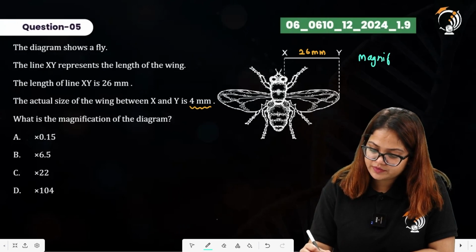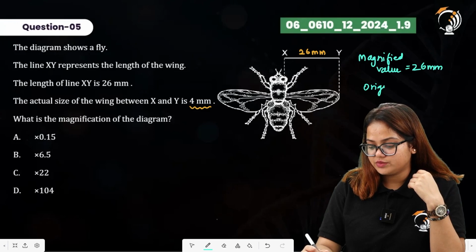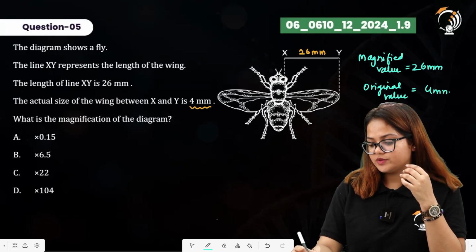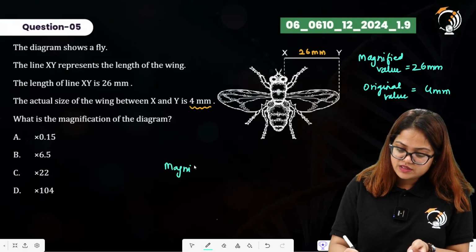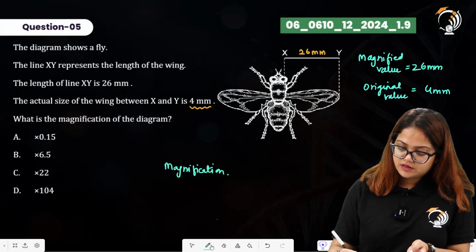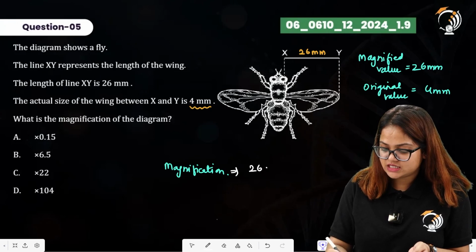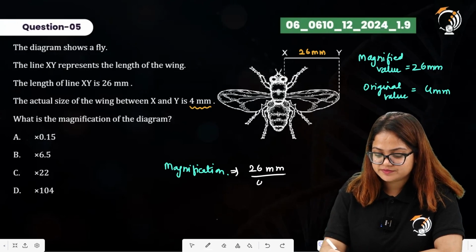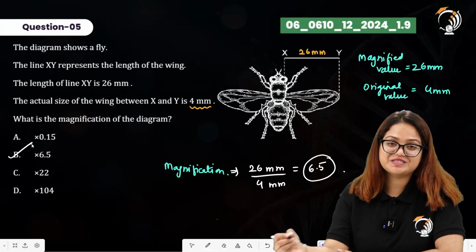Magnified value is 26 millimeter. Original value as 4 millimeter. You can get the magnification by calculating these two. Magnification is, what you're going to do, you're going to put the values over here. So we have magnified value as 26 millimeter, keeping the units the same for both of these values, divided by 4 millimeter. You will get an answer that is 6.5 times. All right. So B option is the right one.